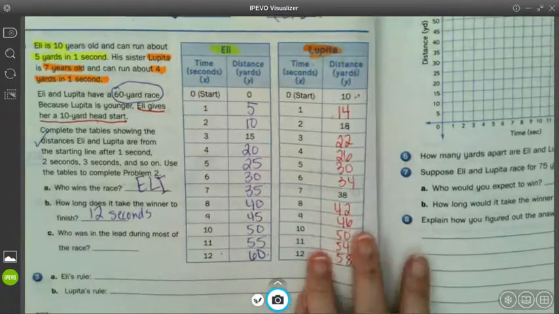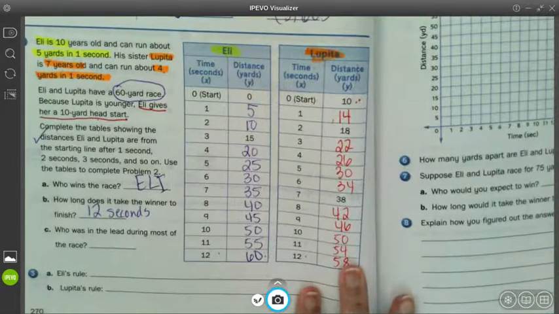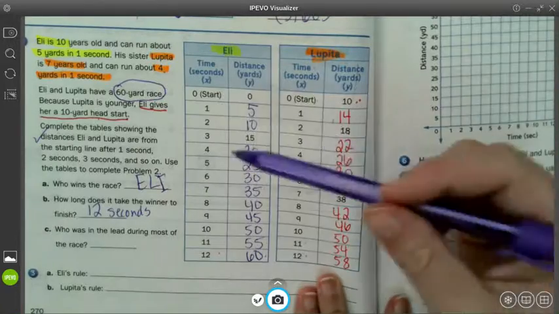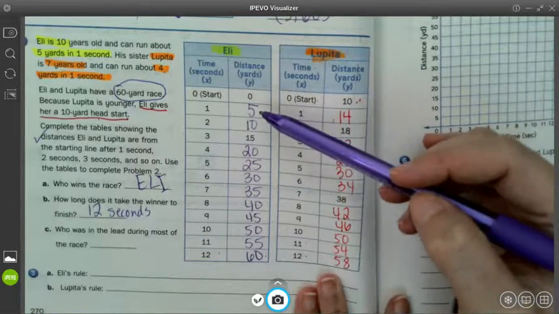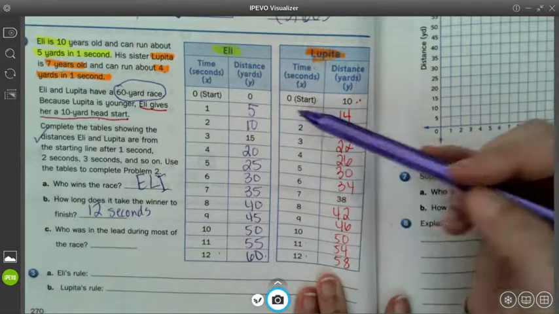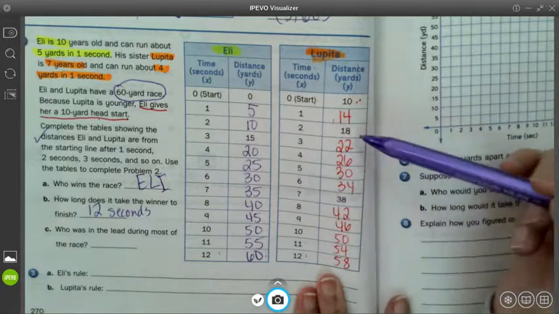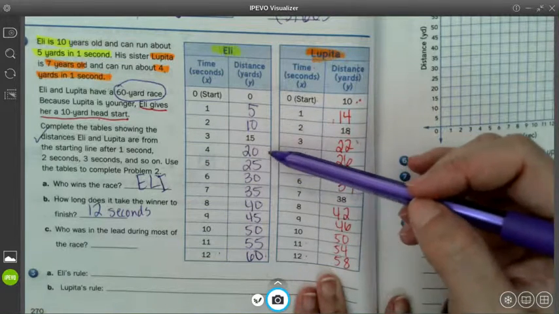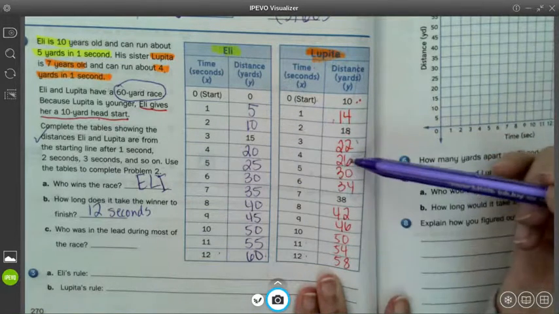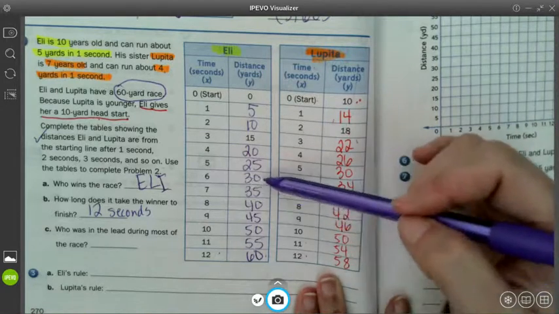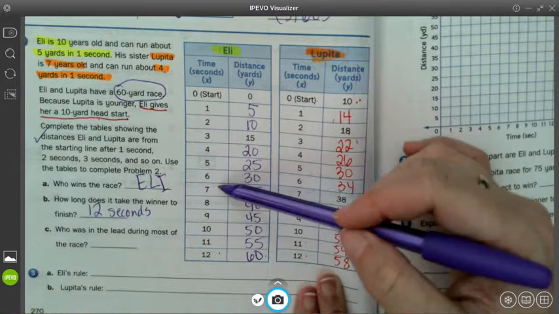Letter C, though, says who was leading during most of the race. So who was in front? So let's compare. At 1 second, Eli was at 5, Lupita was at 14. At 2 seconds, 10 and 18. At 3 seconds, 15 and 22. So far, Lupita's leading most of the time. At 4 seconds, Lupita's still leading. At 5 seconds, she's still leading. At 6 seconds, she's still in front.